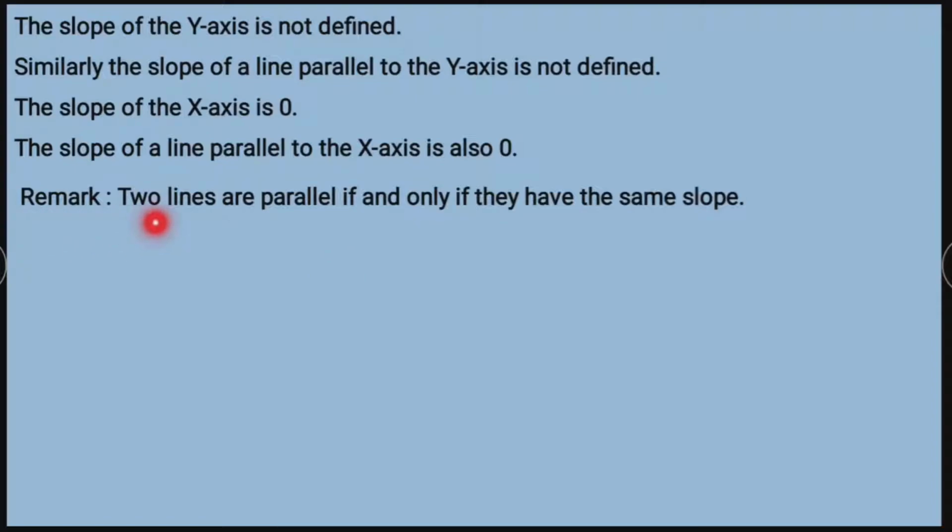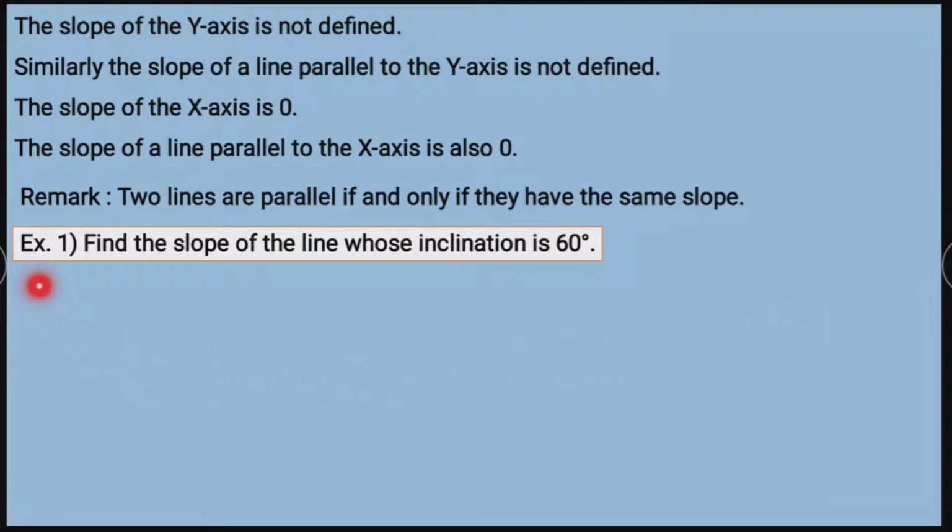Then the next remark. Two lines are parallel if and only if they have the same slope. So you can say two lines are parallel if their inclination with the positive axis is the same, or with the help of slope, if their slope is the same, then we say that two lines are parallel.